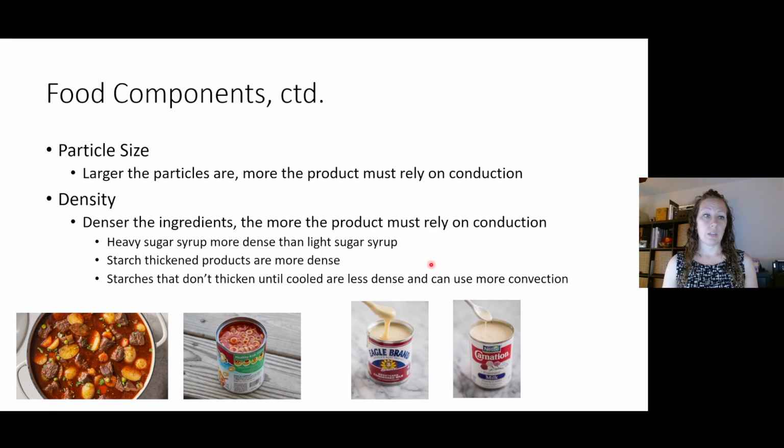Then with density, the denser it is, the less convection is going to happen, the more it must rely on conduction. So a heavy sugar syrup is more dense than light sugar syrup, like if you're talking about a fruit cocktail. Products that are thickened with starches are going to be more dense and take more time to heat through. There are some starches that don't thicken until they're cooled, and so those could use more convection, but having a knowledge of your products is important.